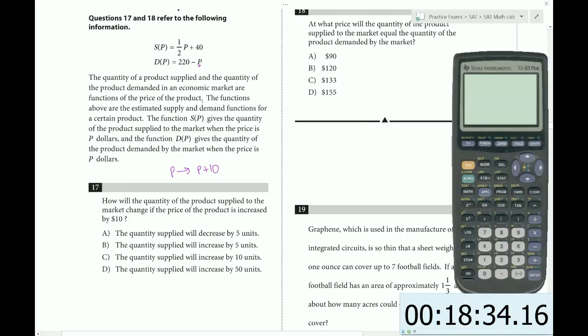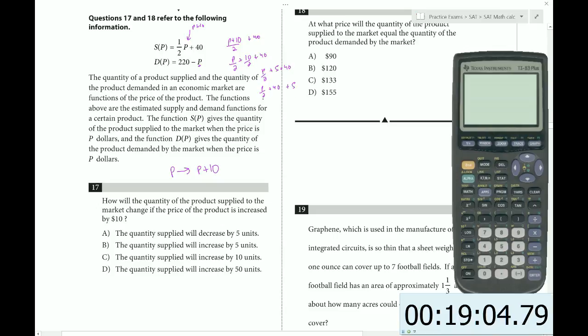So what I need to do is substitute P plus 10 in for P, right? So instead of that, I'll have P plus 10, 1/2 is the same as divided by 2, right? Plus 40. And then if I divide each out separately, I'll have P over 2 plus 10 over 2 plus 40. And so I'll have P over 2 plus 5 plus 40. So I'll have P over 2 plus 40 and then plus 5. So I just switched those.